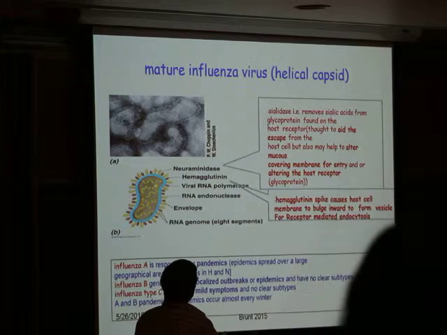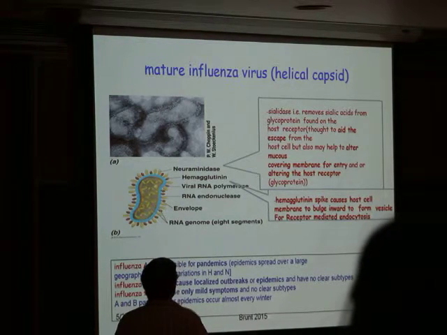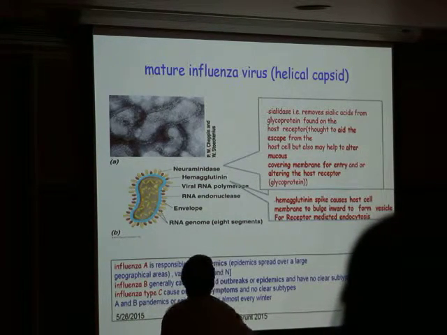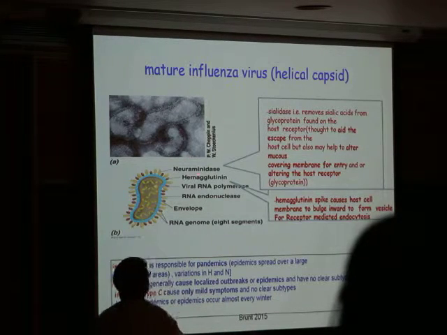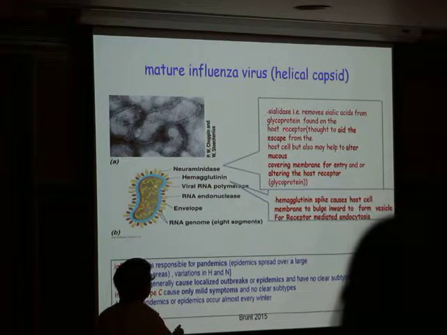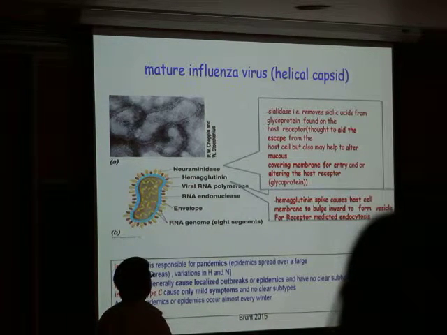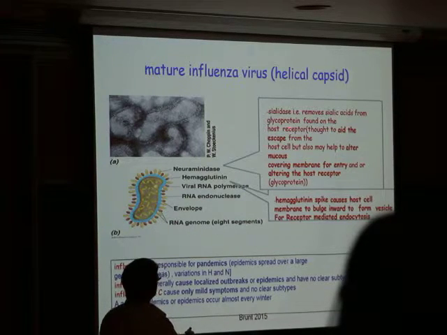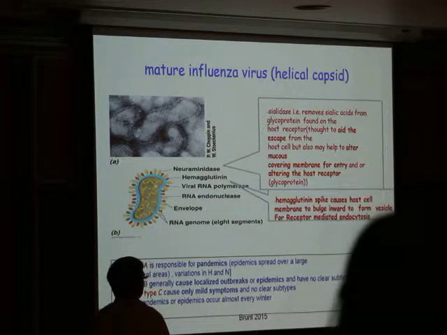Neuraminidase is a sialidase, which means it removes sialic acids from glycoproteins. The theory of why neuraminidase is there is because it can remove these sialic acids from the receptors that are found on the host, and it may actually help to alter the mucus covering of the membrane.